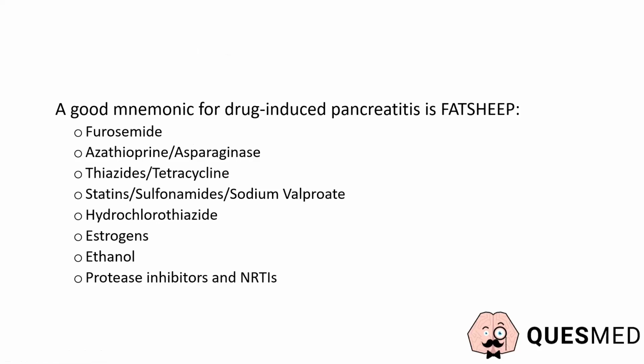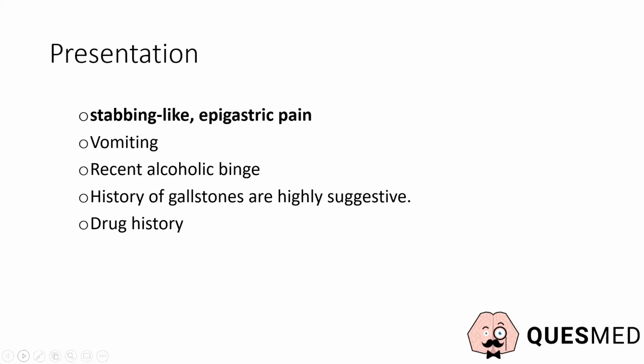So you can remember it using the mnemonic FACT SHEET. So furosemide, azathioprine, thiazides, tetracyclines, statins, sulfonamides, sodium valproate, hydrochlorothiazide, estrogens, ethanol, protease inhibitors, and NRTIs. Out of all these, you will often see patients on furosemide and statins and thiazides. So those are ones to sort of keep in the back of your mind. And moving on to the next slide.